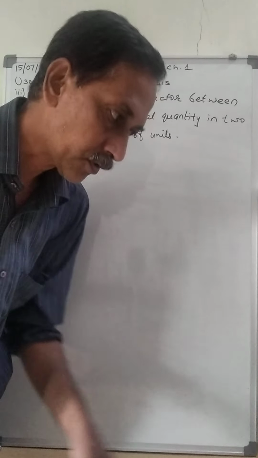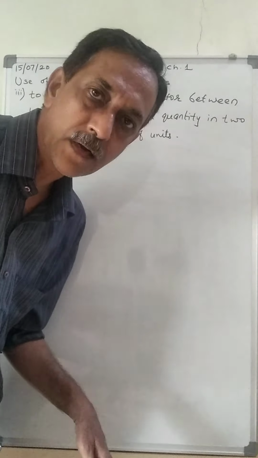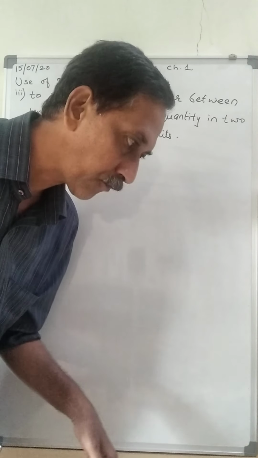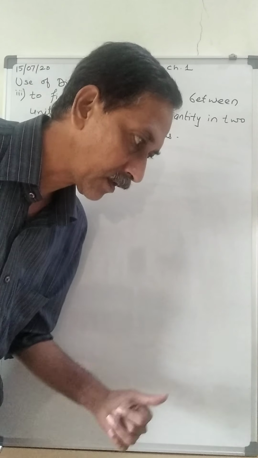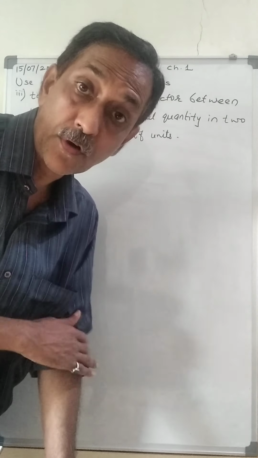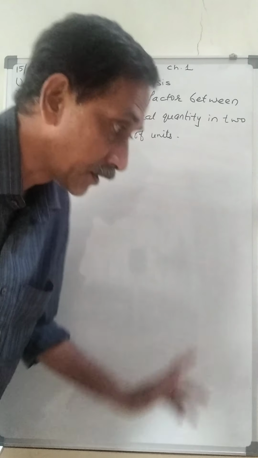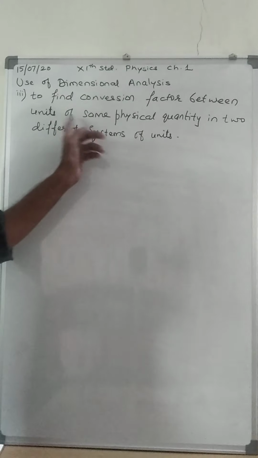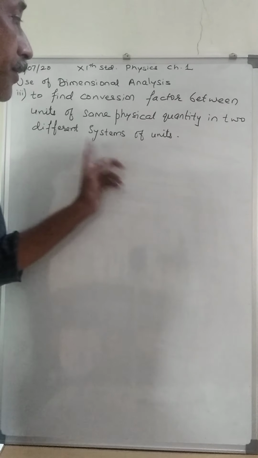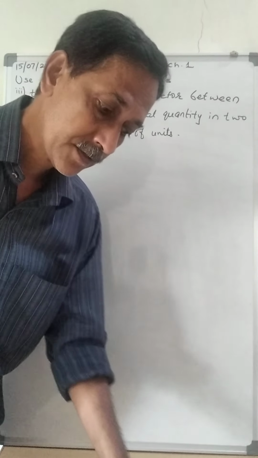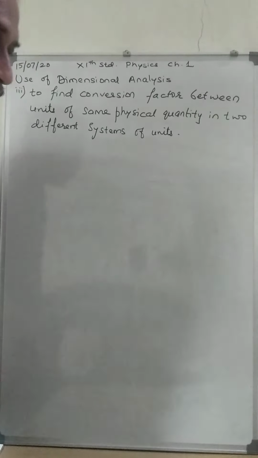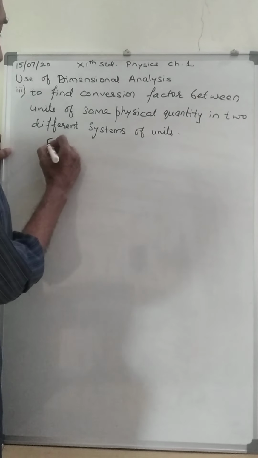Okay, so after the earlier video on the relationship between related physical quantities using dimensional analysis, we are now looking at the conversion factor between units of the same physical quantity in different systems of units. This is a use of dimensional analysis. We will do it for work.